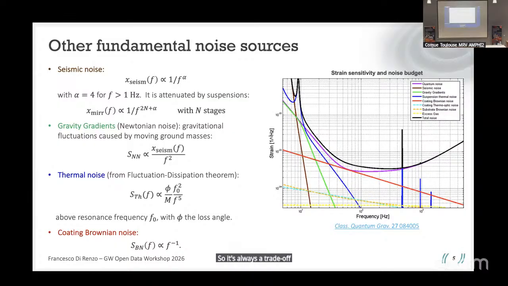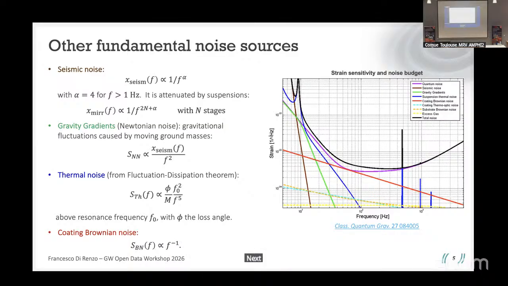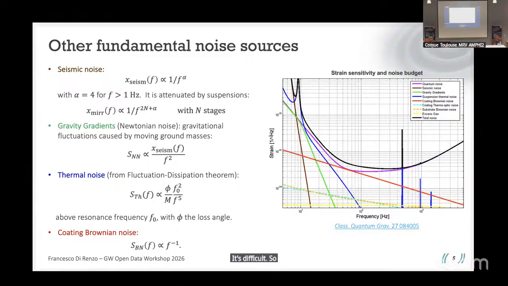For the moment, the second-generation detectors have not implemented that. KAGRA, which is a 2.5G detector, has tried to implement that. Next generation detectors, Einstein Telescope and Cosmic Explorer, are likely to implement that, but it's difficult. There will be a talk on next generation detectors, by John. Oh, you did that. Also, I think LISA is based on a totally different detection mechanism. Okay. There is one last question online by someone named Krish.